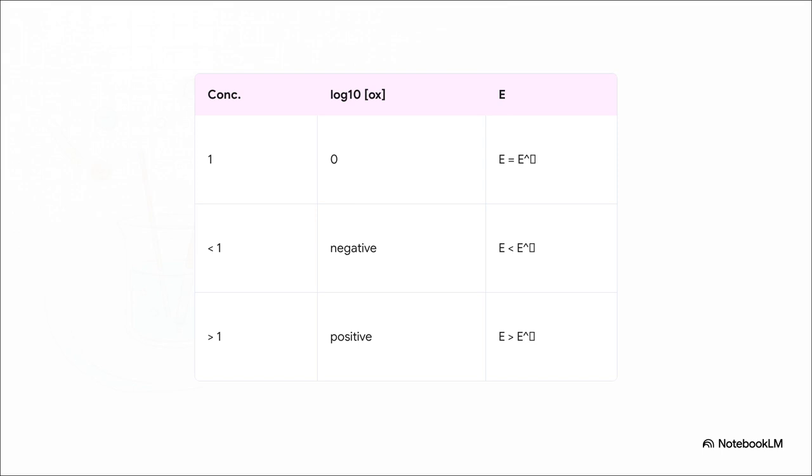Rule 2. If the concentration is less than 1, just like in our example, the log is negative. That means E will always be less positive than E standard. And finally, Rule 3. If the concentration is greater than 1, the log is positive. It adds to the base value, making E more positive than E standard.